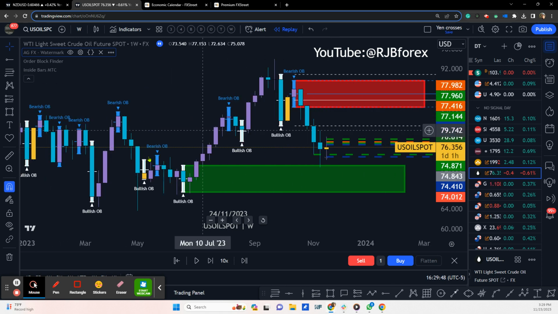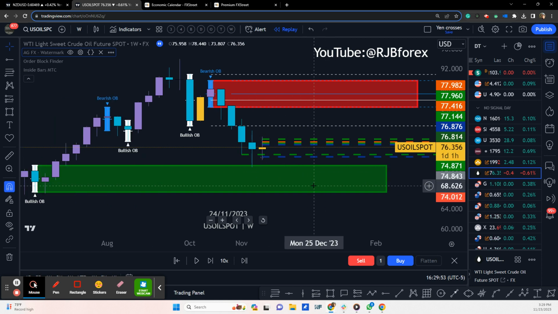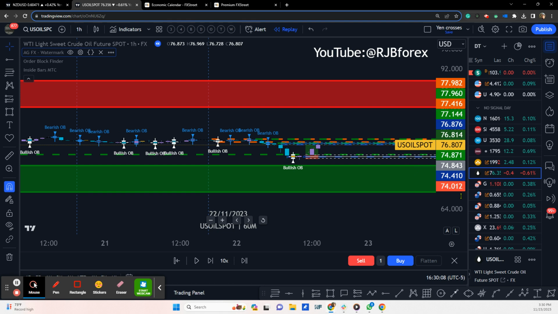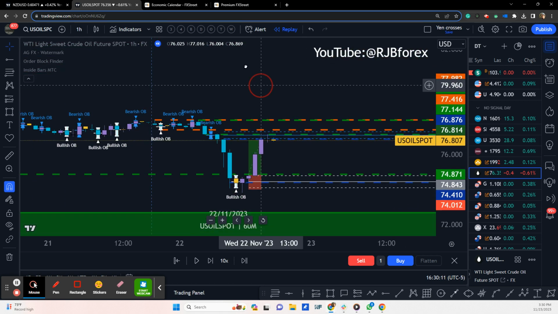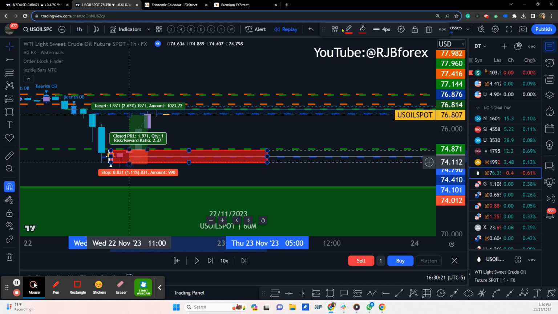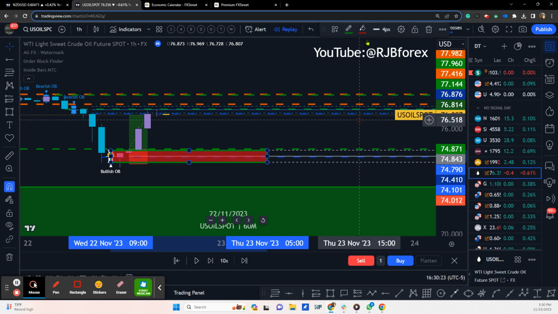Anyway, so as we come into these areas of supply, that helps me understand whether I could be looking for buys or sells. As we come into the supply area of demand, I'm looking for buys predominantly. Okay, now we come on to the hourly chart. On the hourly chart, we can use that same indicator. There it is. I'm looking for buys from this area of demand.